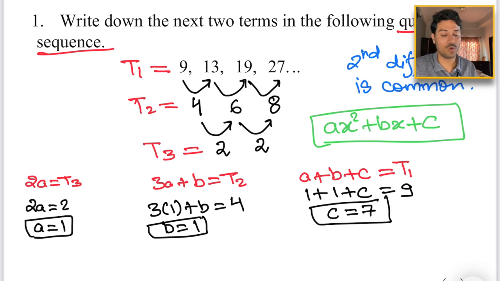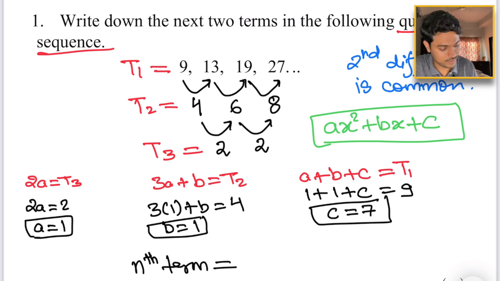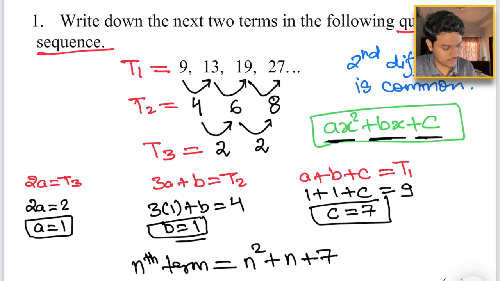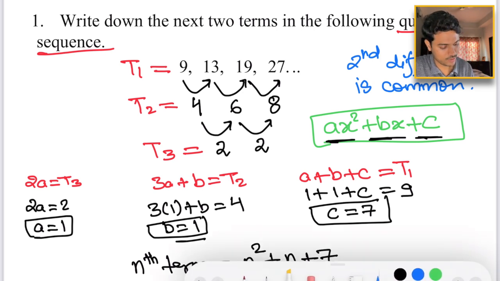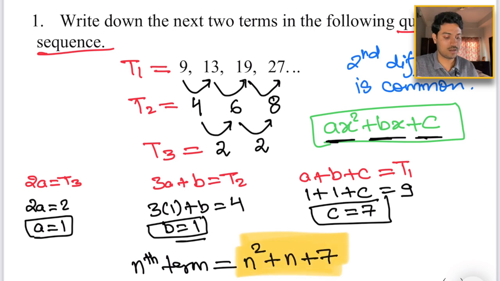So from here we can write down the nth term expression in terms of n. The nth term expression for the given quadratic sequence is an square plus bn plus c. So a is 1, so we will directly write n square. b is also 1, so we will write n, and c is positive 7, so plus 7. And this is our nth term expression, n square plus n plus 7.